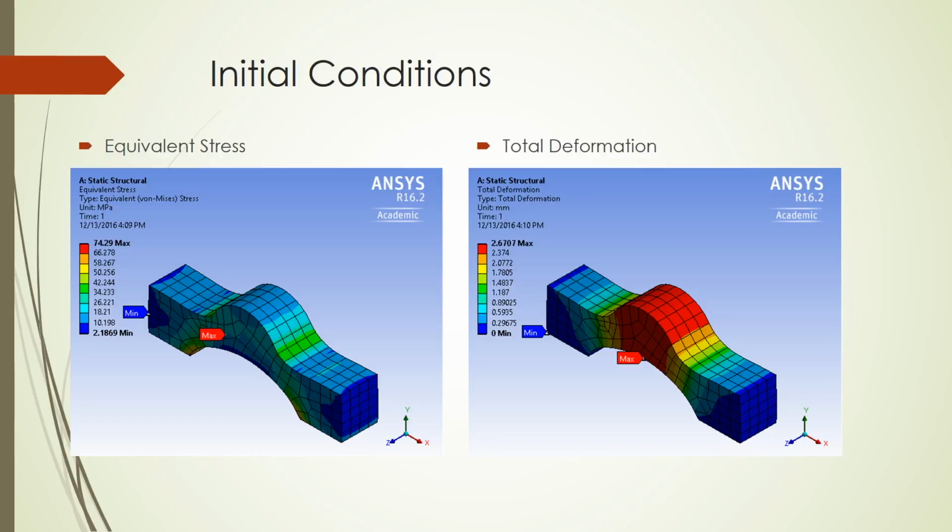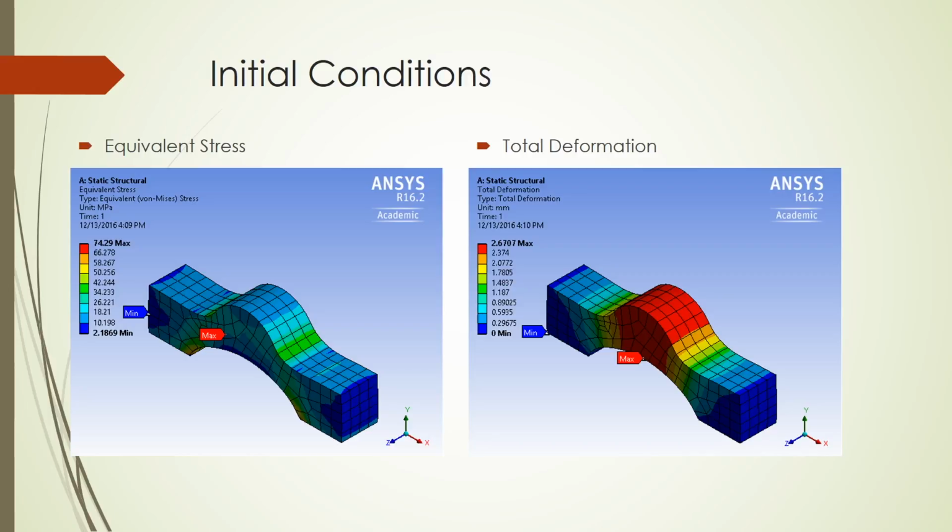The left-hand side picture shows equivalent stress. The maximum equivalent stress is 74.29 megapascal. The picture on the right-hand side demonstrates the total deformation, which has a maximum value of 2.6 millimeters. The maximum total deformation occurs at the center of our bridge.